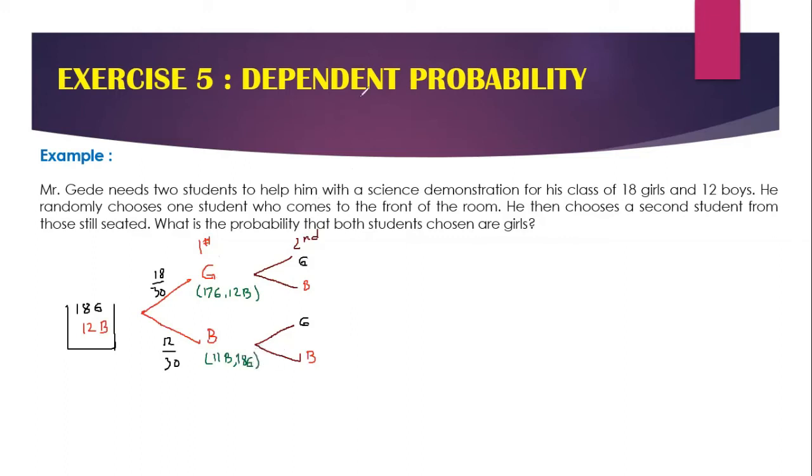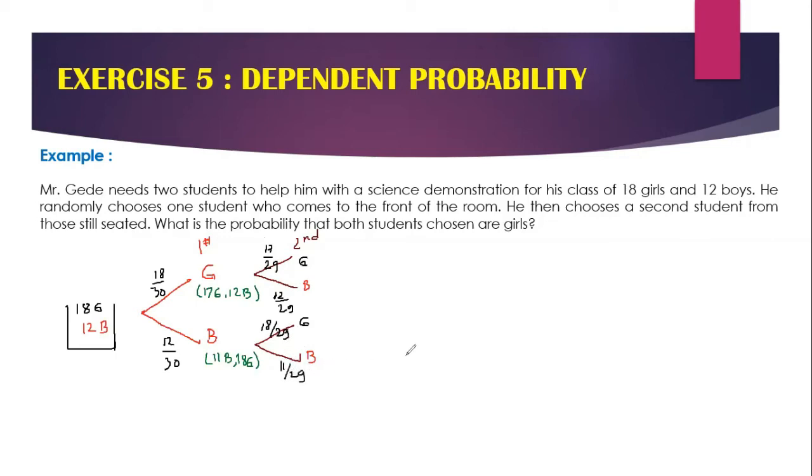Right? Now you're going to find the probability. So here is 17 over 29. Here is 12 over 29. Right? And here 18 over 29. And here boys is 11 over 29.